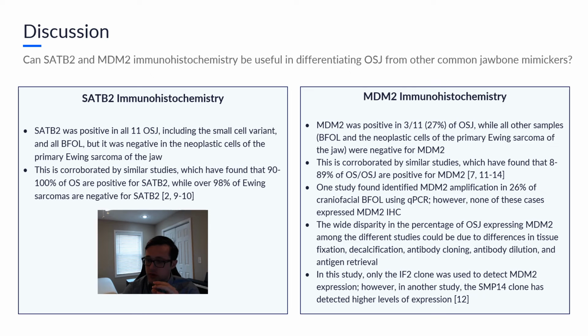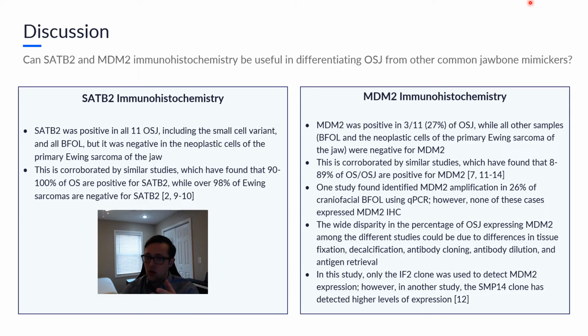There are several important things to discuss here, so let's start with the SATB2 IHC. As I said earlier, this was positive in all the OSJ that we evaluated, as well as all the benign lesions, while it was negative in the Ewing sarcoma that we had. While we only had one sample of Ewing sarcoma, other studies have had much larger sample sizes and found that extremely high quantities of osteosarcoma can be positive for SATB2, while the overwhelming majority of Ewing sarcomas will be negative. This leads us to be pretty confident in the reliability of our findings.